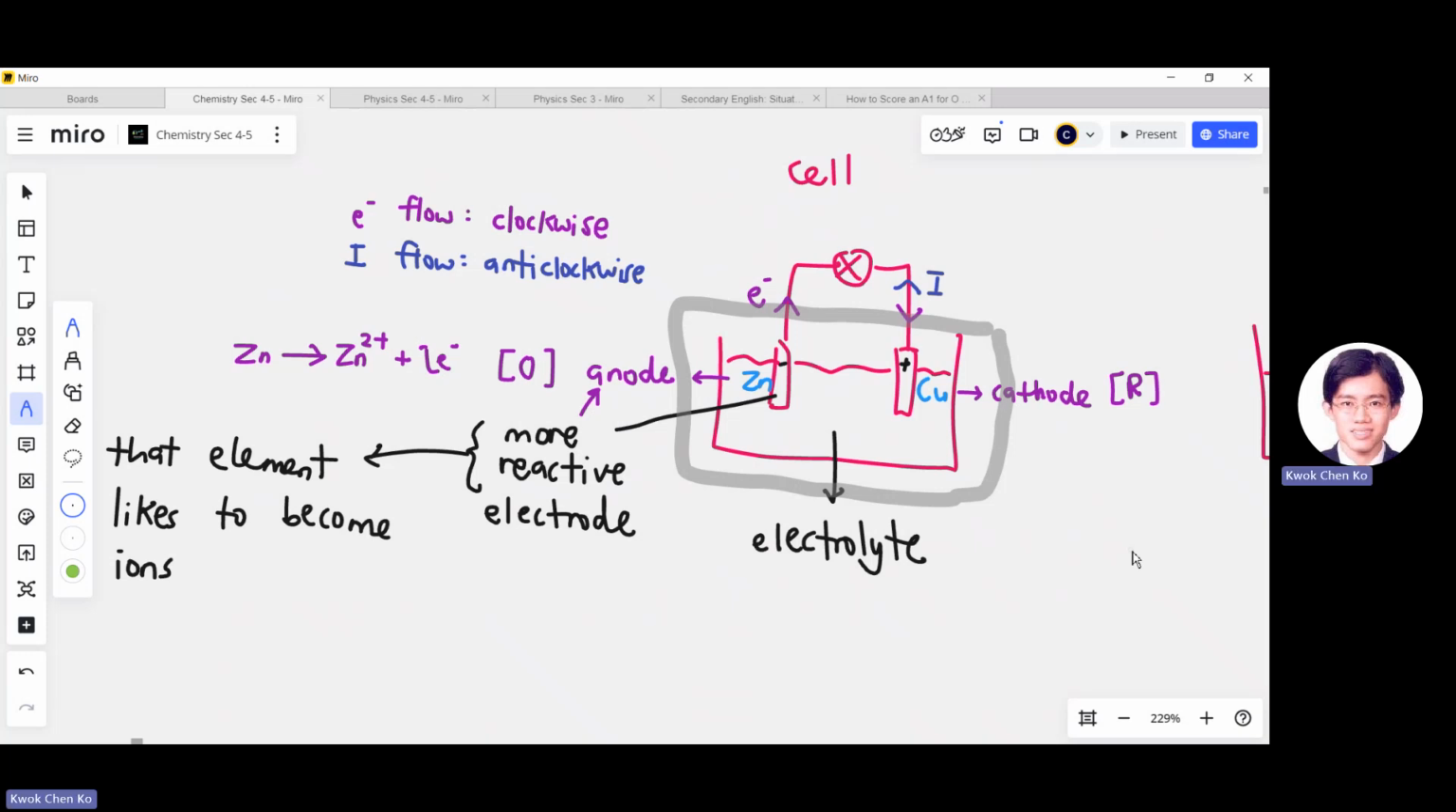So for me, I normally look at current flow and remember that this whole thing is a battery. For a battery, current flows out of the positive terminal, goes through whatever resistance you have over there, and then goes into the negative terminal.